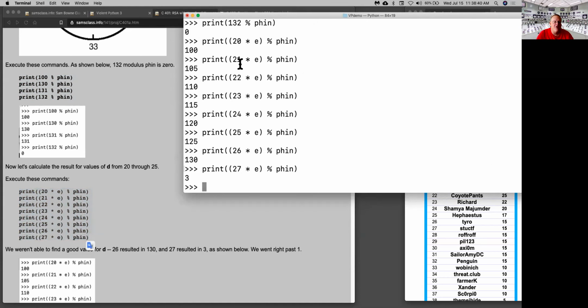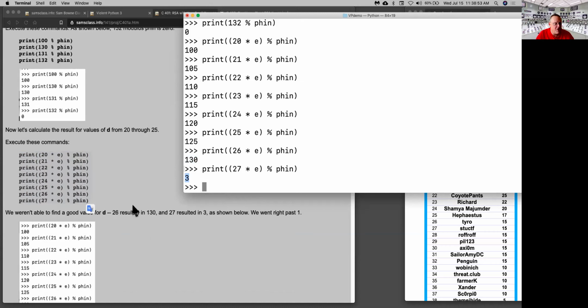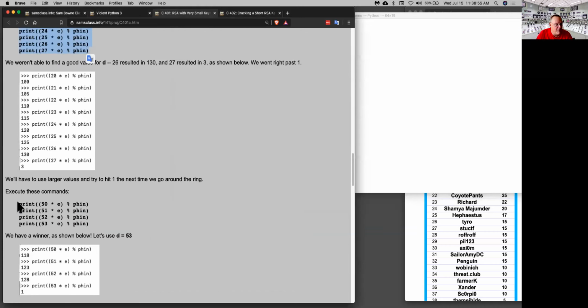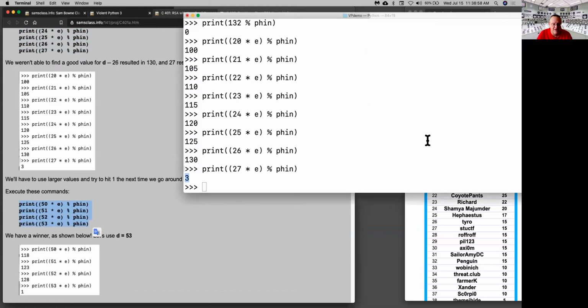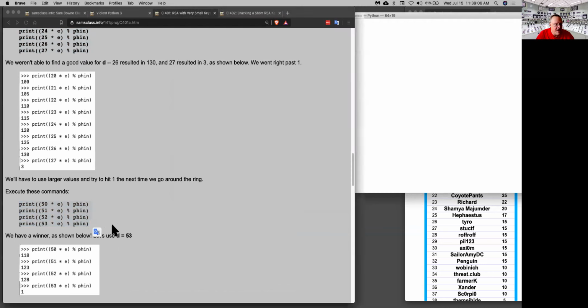So here I am, 20, 21, 22, 23, 24, 25, 26 is 130, and 27 wraps around, skips 1, and goes around to 3. So I went all the way around the circle, and I missed 1. So I'm going to have to try bigger numbers, like up around 50. And so if I try them, you see I find that 53 times E is 1. So D is 53. That is a number which will undo what's done when people encrypt with E.